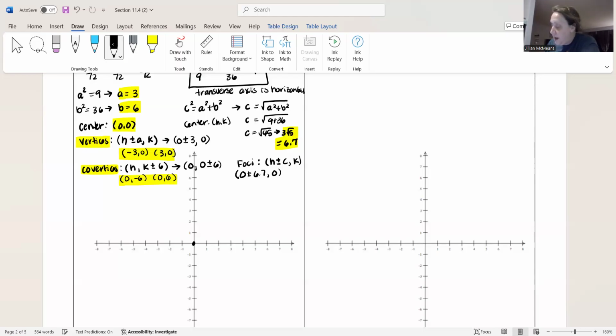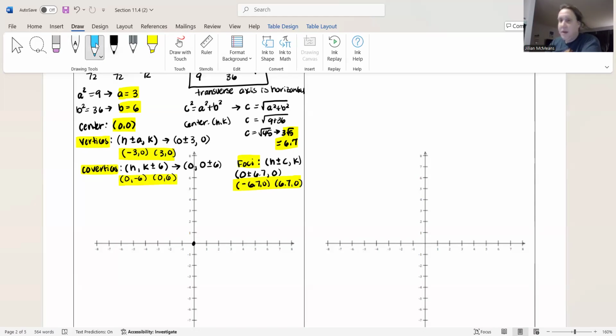Comma, 0 for k. So our foci are going to be negative 6.7, comma, 0, and positive 6.7, comma, 0. Okay? So that's the really important points here. So let's go ahead and sketch this. We've already got our center, okay?